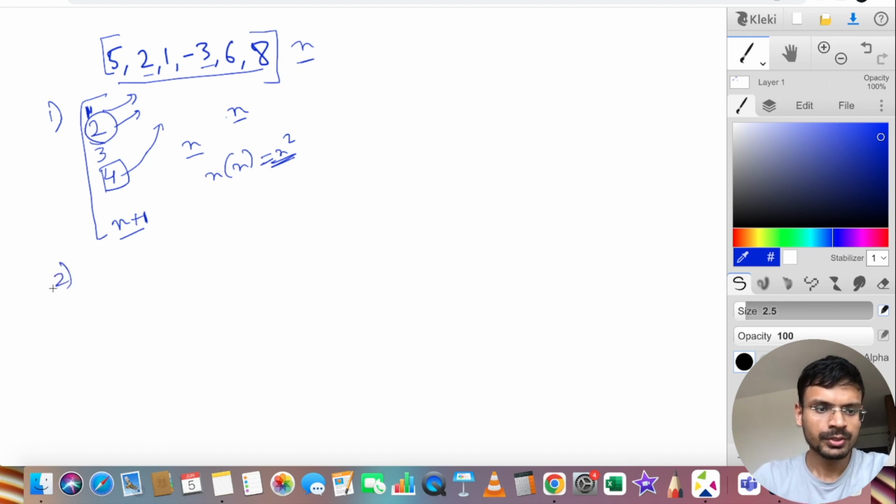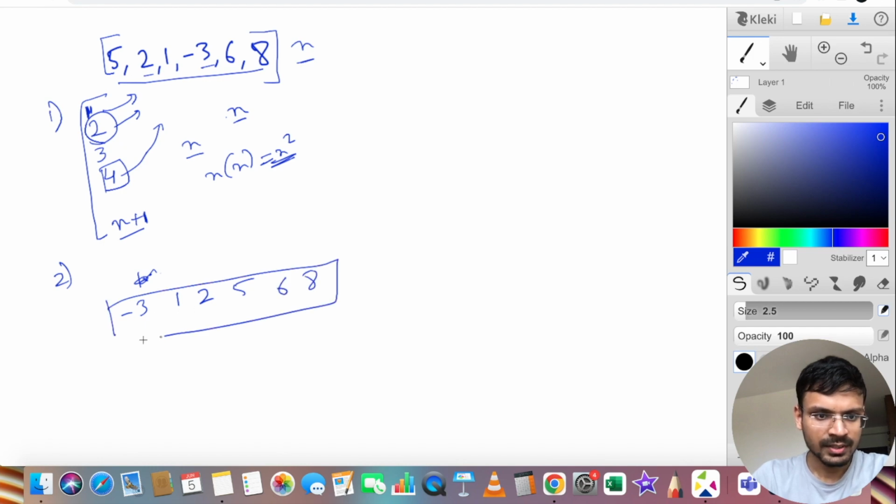right? So second approach to this problem can be what if we somehow sort this array. So after sorting, the searching actually becomes quite simpler. So after sorting, the array would become minus 3, 1, 2, 3 is not present, 5, 6 and 8, right? So this is after sorting the array. Now we just need to do a single pass over this array, and we can just basically return whatever first positive element is missing.